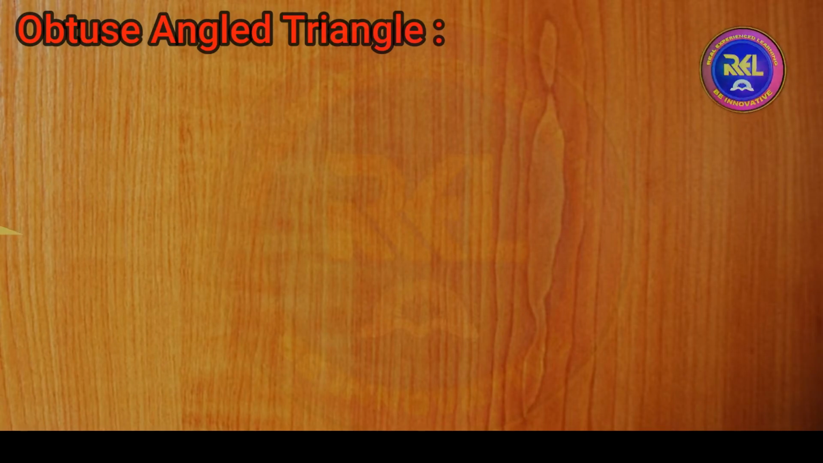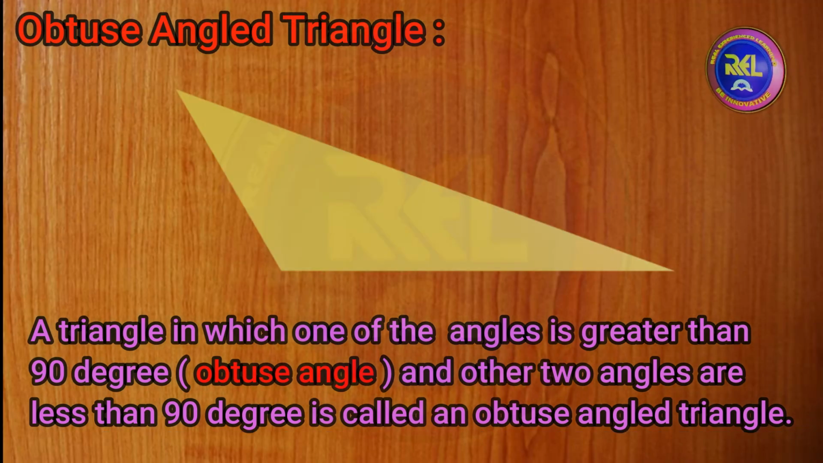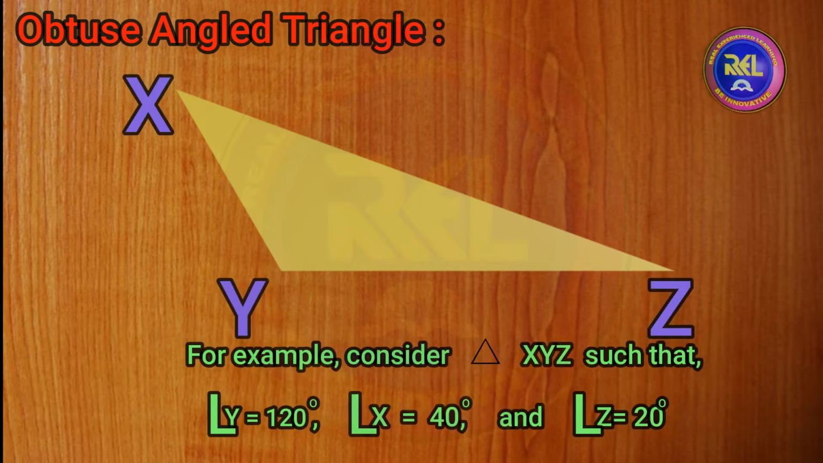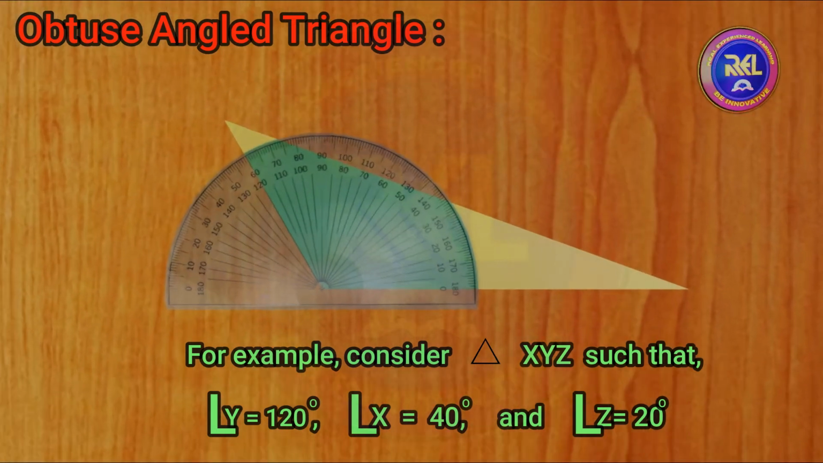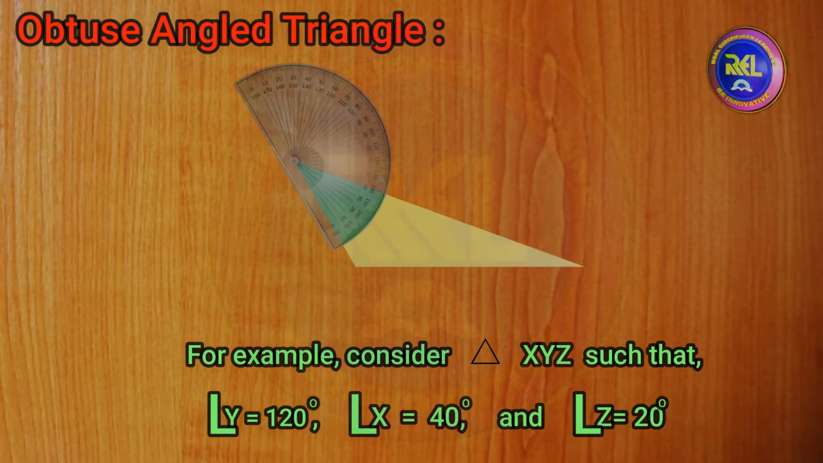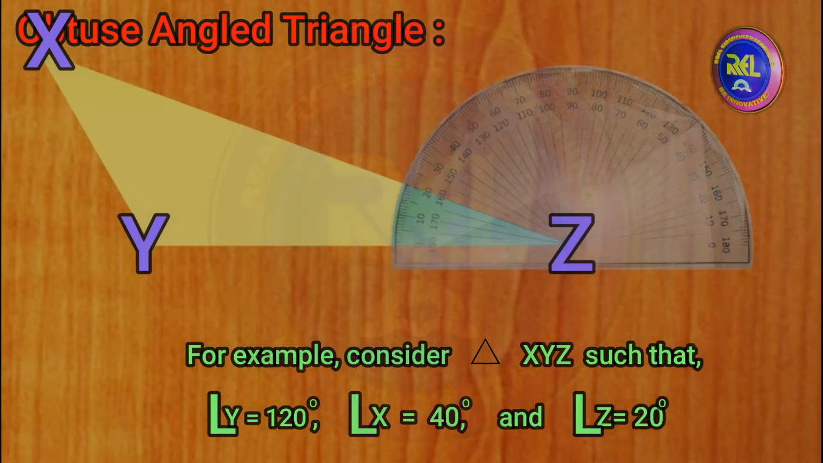Obtuse angled triangle. A triangle in which one of the angles is greater than 90 degree, that is obtuse angle, and other two angles are less than 90 degree is called an obtuse angled triangle. For example, consider triangle XYZ such that angle Y equal to 120 degree, angle X equal to 40 degree, and angle Z equal to 20 degree.